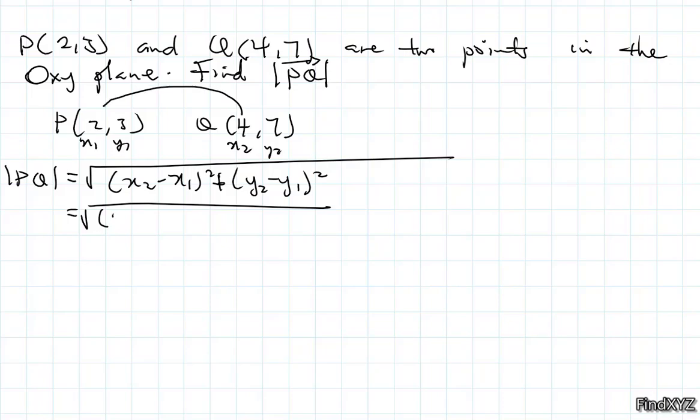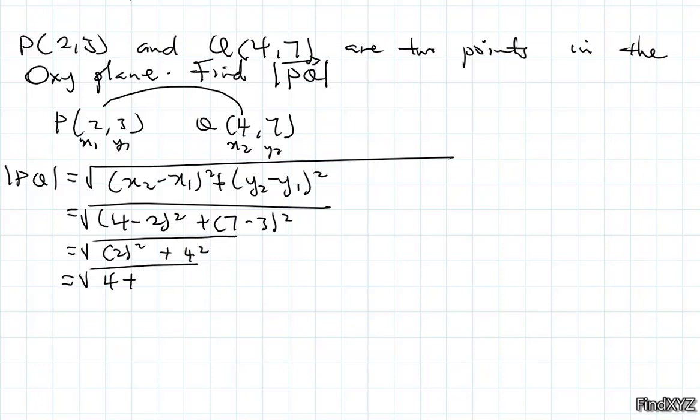Alright, so we'll do 4 take away 2, we square it, plus 7 take away 3, then we square it. Now what is 4 minus 2? That will give us 2 all squared, plus 7 minus 3, that will give us 4 squared. 2 squared will definitely give us 4, plus 4 squared will give us 16. Then 4 plus 16 will give us root 20. Anytime you are asked to find the distance and you get a surd, it is appropriate that you leave your answer in surd form, but make sure it is simplified. So root 20 can be simplified to root 4 times root 5, and since root 4 is a perfect square, we can get 2 root 5. Then because we don't know the unit we are working in, our final answer should have what we call units.